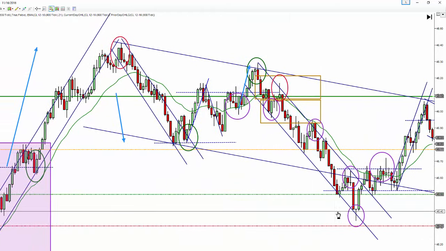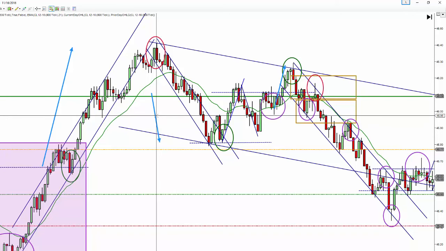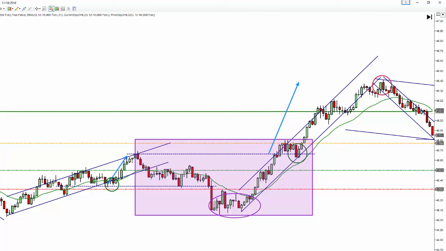So those are kind of some of the trades. Today was kind of like, again, we had that major turnaround. Price came back up. So that's it.